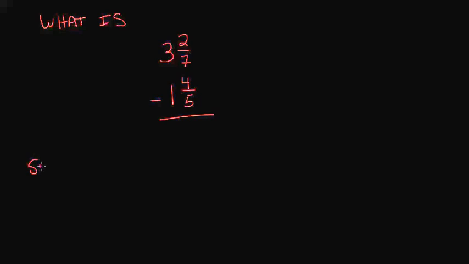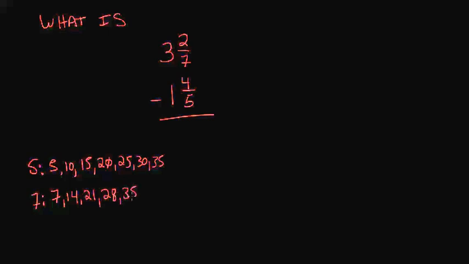The multiples of 5 are 5, 10, 15, 20, 25, 30, 35. Multiples of 7 are 7, 14, 21, 28, 35. And there we see that the first number we see in common is 35. So we need to rewrite both these fractions, these mixed numbers, with denominators of 35.